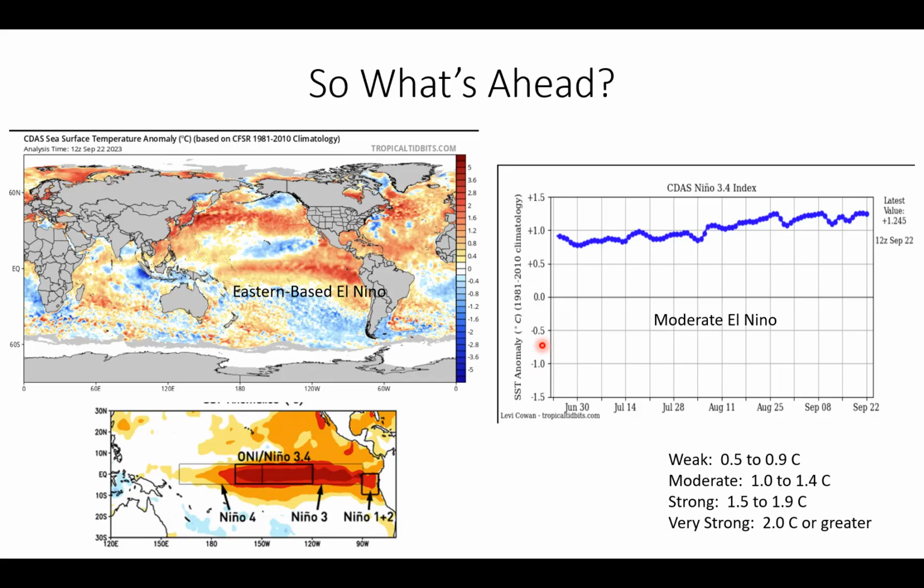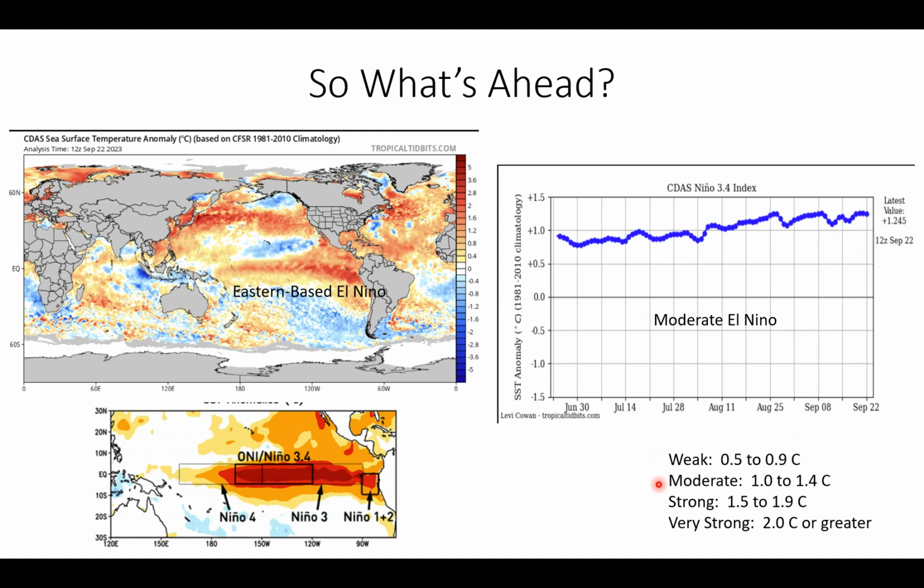So what's ahead? I'll be examining these factors as I do my winter forecast in October, but I just want to talk about a few things here. First of all, right now we have an eastern-based El Nino. See where the warmest sea surface temperature anomalies are occurring? Off the west coast of South America. We have a moderate El Nino value right now.